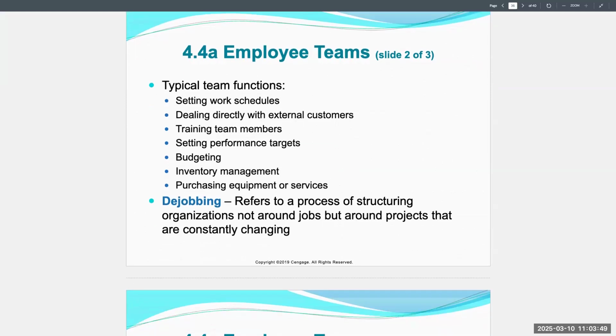Okay, so now the last thing is de-jobbing, a concept that is increasingly relevant in the modern workplace. Traditionally, jobs were structured with rigid roles and responsibilities. However, organizations are now shifting towards project-based work structures where employees contribute dynamically across multiple areas rather than being confined to a fixed job description. Now, this allows businesses to be more adaptable, leveraging employee strengths in various domains as needs evolve.